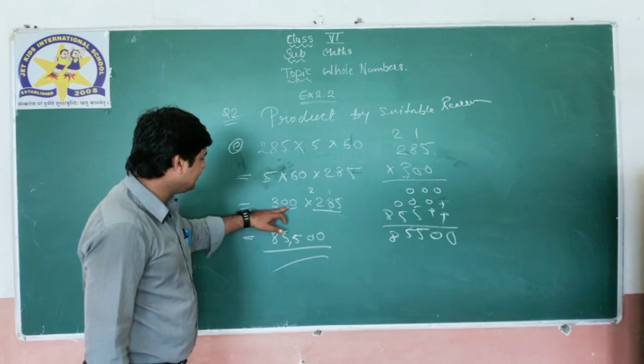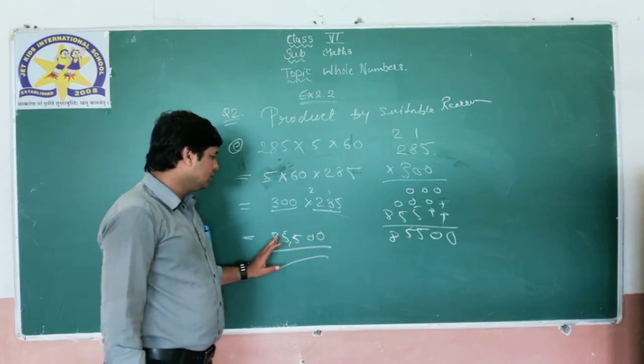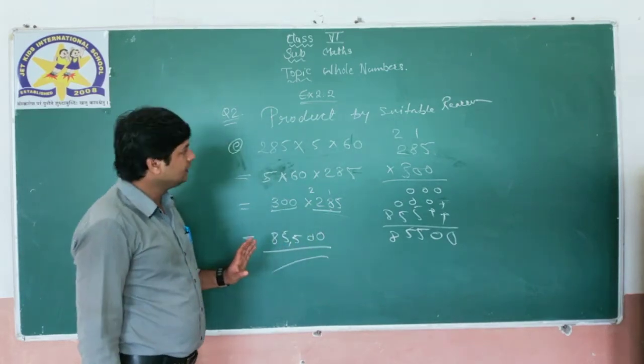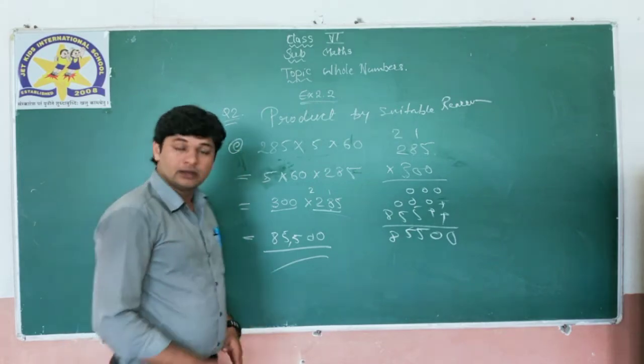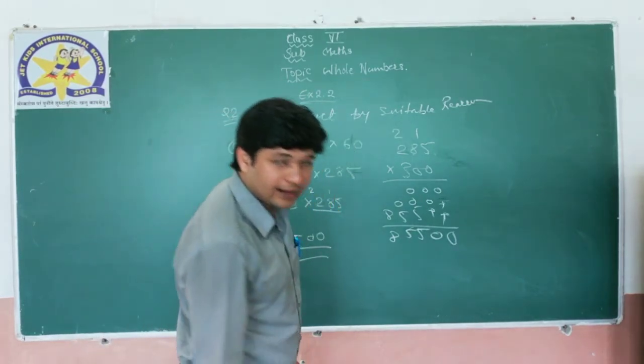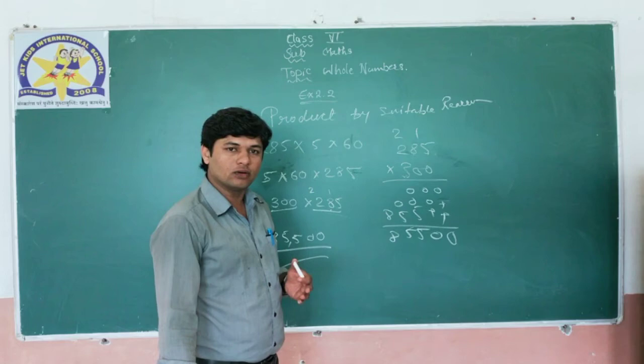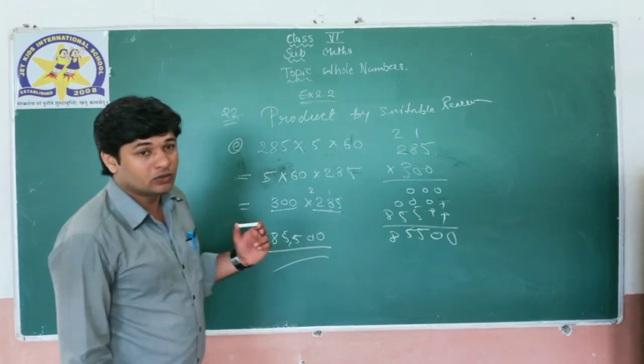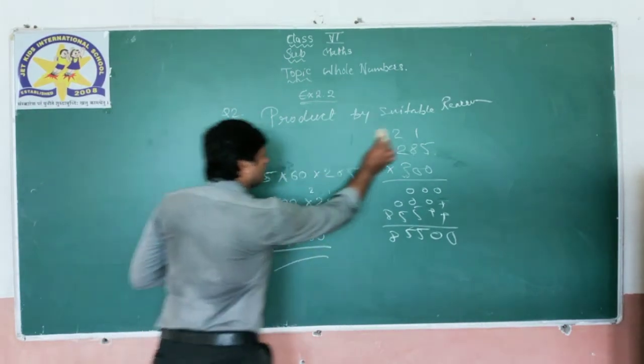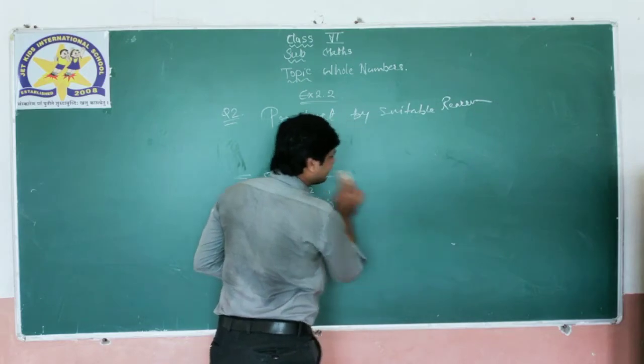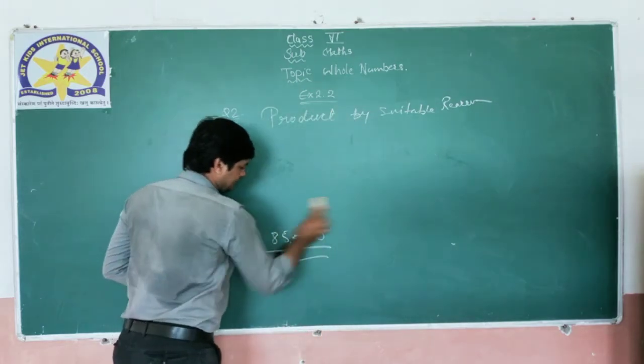Write 3 directly and multiply it with 285. You will get your direct answer. Right? So this is how it will work. Write it properly and try to practice more and more for ease of calculation. Okay. If you want to get ahead in mathematics, practice is the only way.